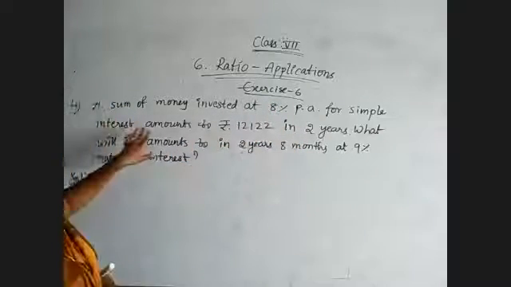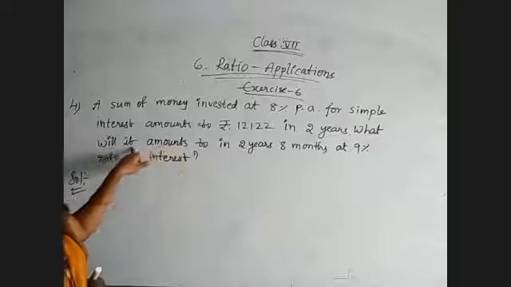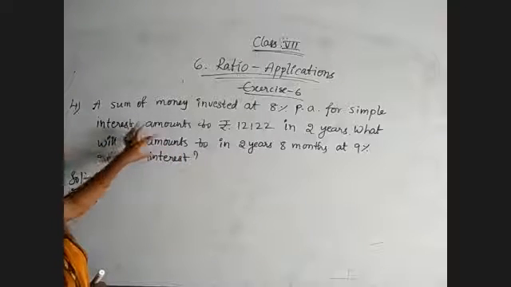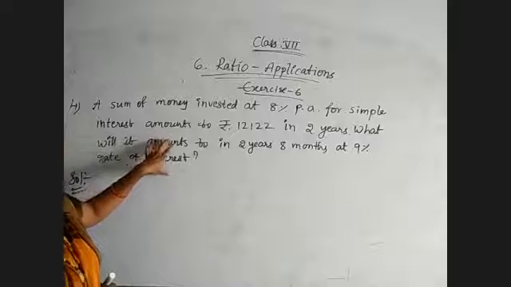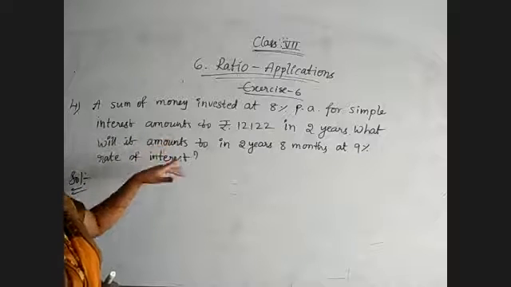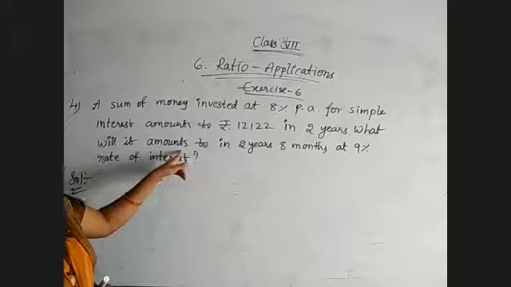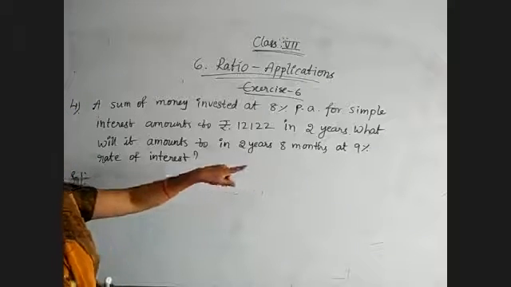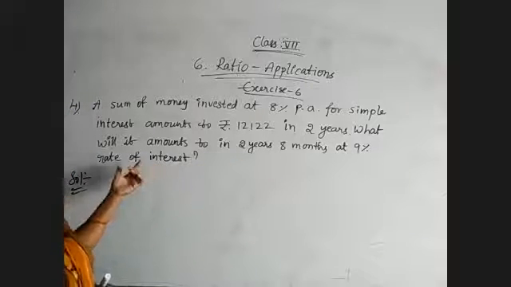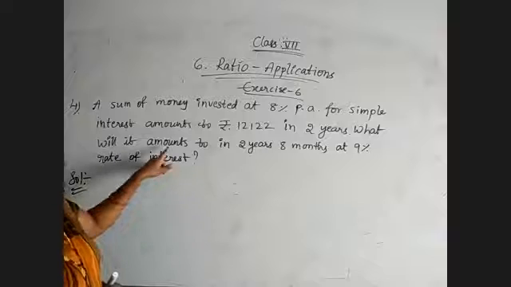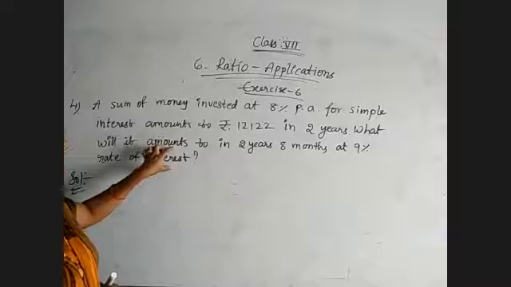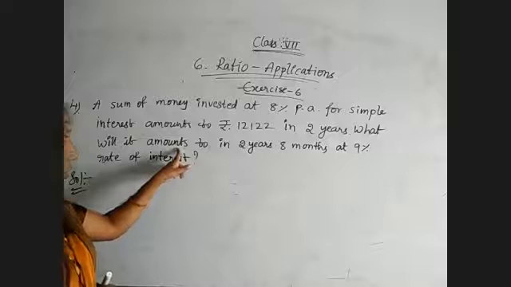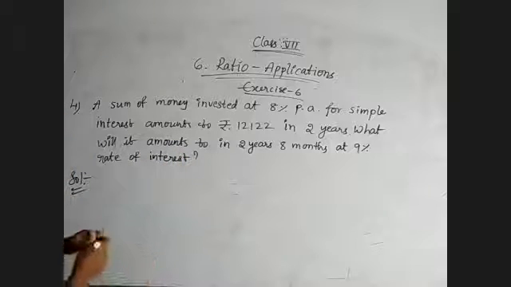After that, what will it amount to? It means we need to find out the principal first. After getting the principal, we need to do the second problem. Okay, 2 questions are there. What will it amount to in 2 years, 8 months? Time also changed and rate of interest also changed. Okay, the rate of interest is given. So first we need to find the principal, and after that find the interest and then the amount. So many questions are there.